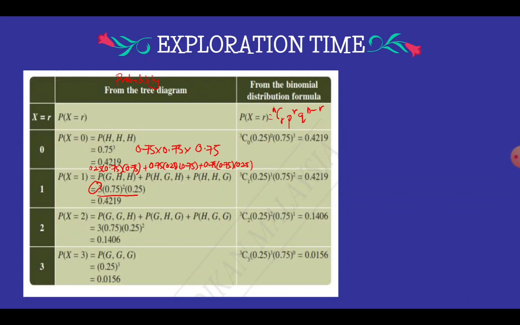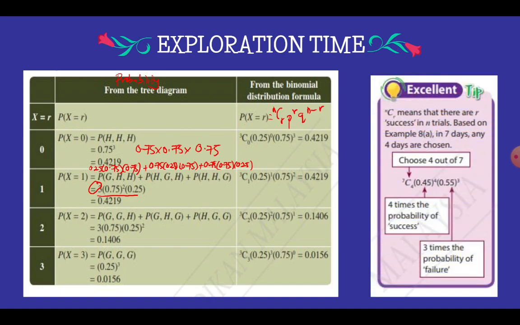So what does it mean by 3C0, 3C1, or 3C2? Let's look at this example, 7C4. In 7 days, 4 days are chosen. 7C4 means that in 7 days, only 4 days. 0.45 is the probability of success, 4 times, so that means 0.45 to the power of 4. 0.55 to the power of 3 means 3 times the probability of failure.